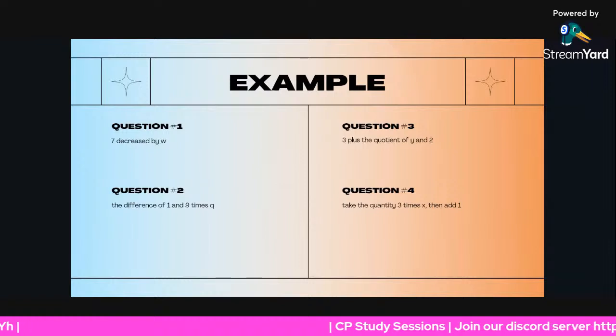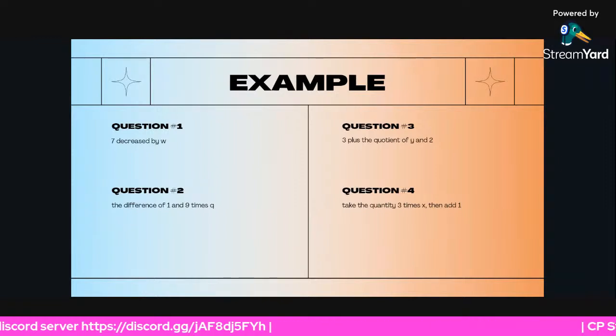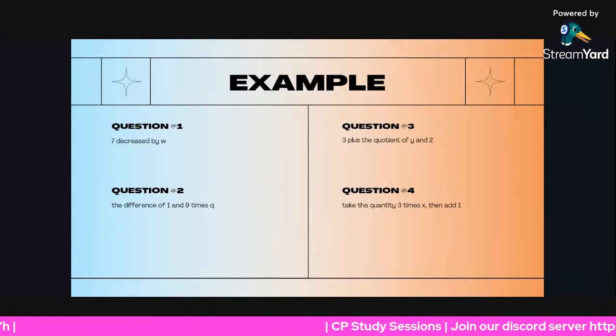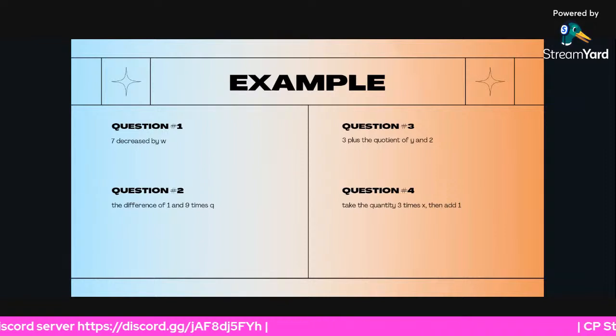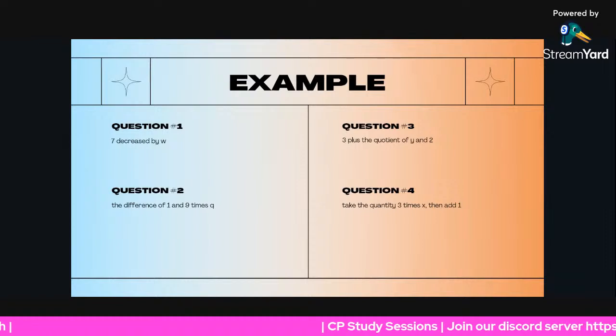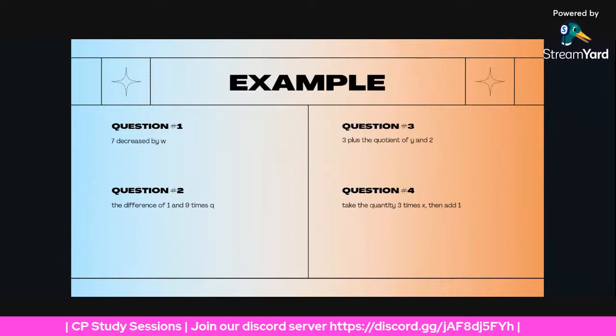So, next question. Basahin ko muna pala yung expression. So, the difference of 1 and 9 times q. So, makikita natin na may dalawa tayong key terms, which is yung difference and yung times. So, ang mangyayari dyan, dalawa yung magiging operating symbol natin.